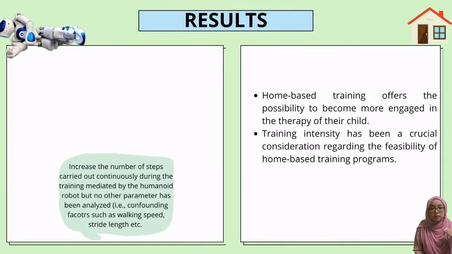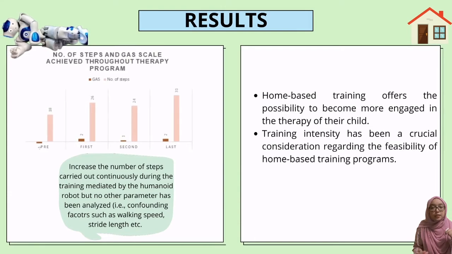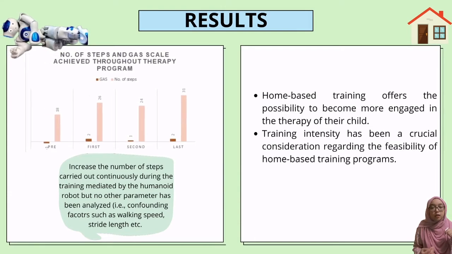As for the results, it was found that the child presented with an increased number of steps carried out continuously during the training mediated by the humanoid robot, but no other parameter was analyzed. They only analyzed the number of steps without looking at walking speed or stride length. For the home-based training, no outcomes have been produced yet, but it is proven that home-based training offers the possibility to become more engaged in the therapy of their child.